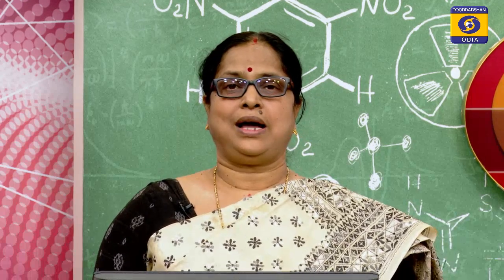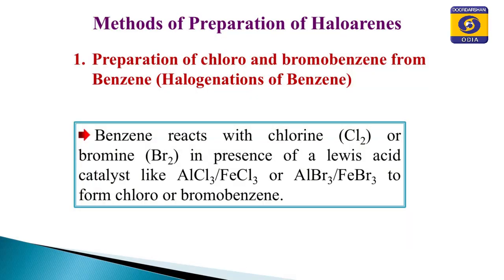Hello students, now let us discuss the preparation of haloarenes. Haloarenes are mainly prepared by two methods. One is from benzene by the direct halogenation method, and the second method is from benzene diazonium salt. So, now let us consider the preparation of haloarenes from benzene.